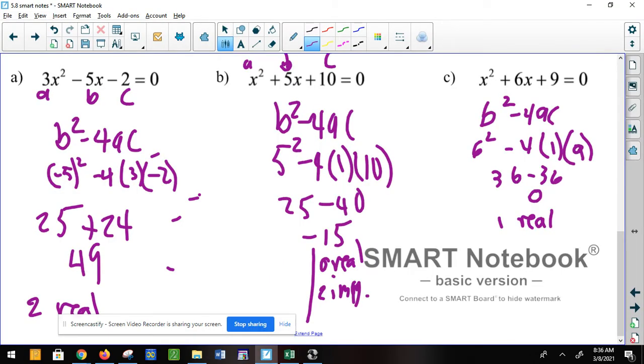In this one, for b squared minus 4ac, b is 6, a is 1, c is 9. You end up with 36 minus 36, which is 0, so your discriminant is 0, which results in one real solution. So that's how you use the discriminant. Now let's look at how to use the entire formula.